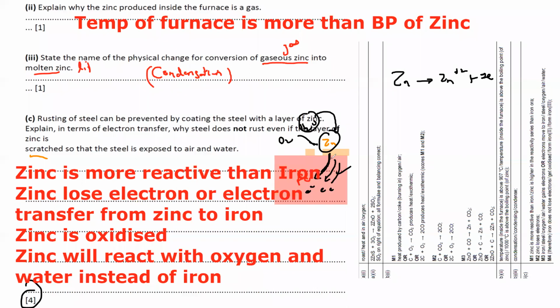Zinc loses electrons will give you the second mark. Zinc will react with oxygen or water, that will give you the third mark. Or zinc is oxidized, that will give you the fourth mark. Is this question clear? Like how zinc prevents iron from rusting?